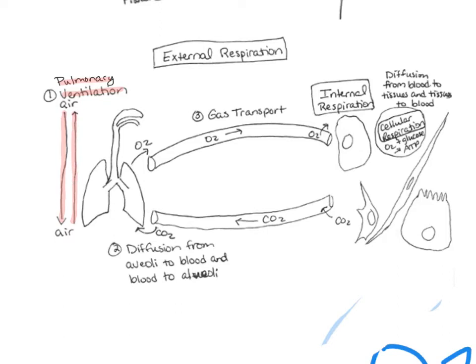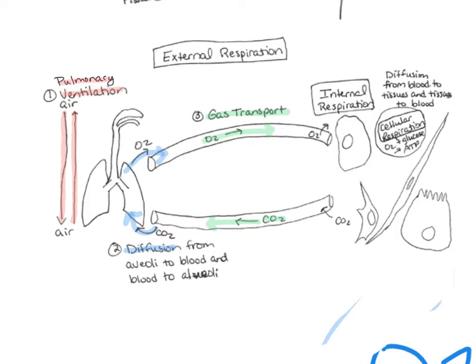Then the second one is how, once we have the air in the alveoli, how does oxygen diffuse into the blood vessels, and how does carbon dioxide diffuse into the alveoli? So that's diffusion. Then the third process is gas transport. Once oxygen is in the blood, how does it get transported to the tissues? And then how does carbon dioxide get transported in the blood back to the lungs? So that's external respiration, right?